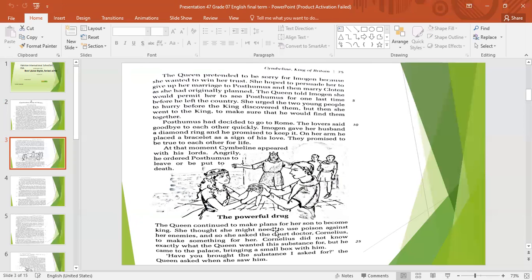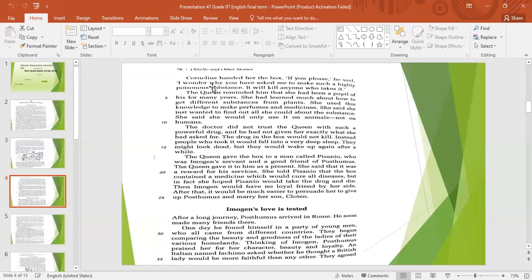She thought she might need to use poison against her enemies, and so she asked the court doctor Cornelius to make something for her. Cornelius did not know exactly what the queen wanted this substance for. He came to the palace bringing a small box with him. "Have you brought the substance I asked for?" the queen asked when she saw him. Cornelius handed her the box.